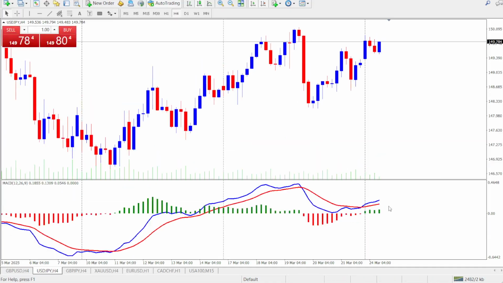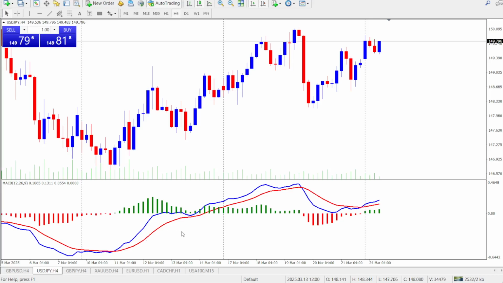Okay, so the zero level divides the overbought from the oversold, right? The positive territory from the negative territory. So when the indicator is above the zero line, the market is in an overbought zone, increasing the chances of a downward reversal. Okay, now when the indicator is below the zero line, the market is in an oversold zone, meaning that an upward reversal is more likely. So now, how does this indicator work? The MACD two-line indicator works by analyzing the relationship between two exponential moving averages.